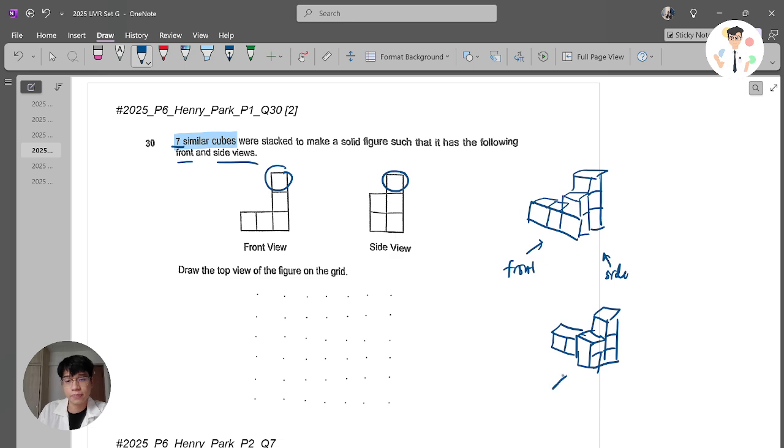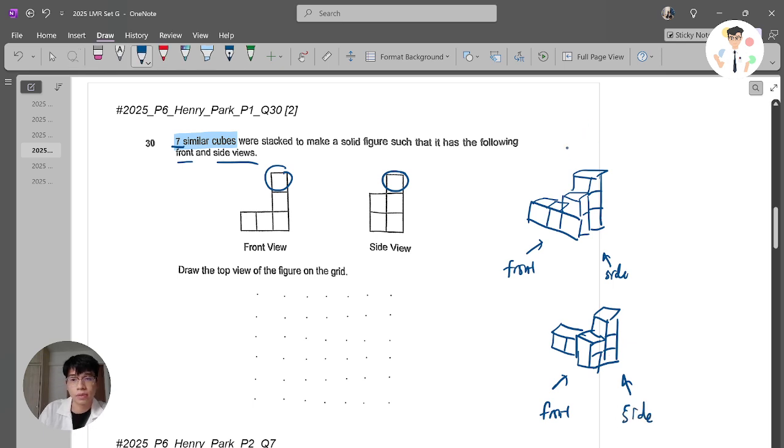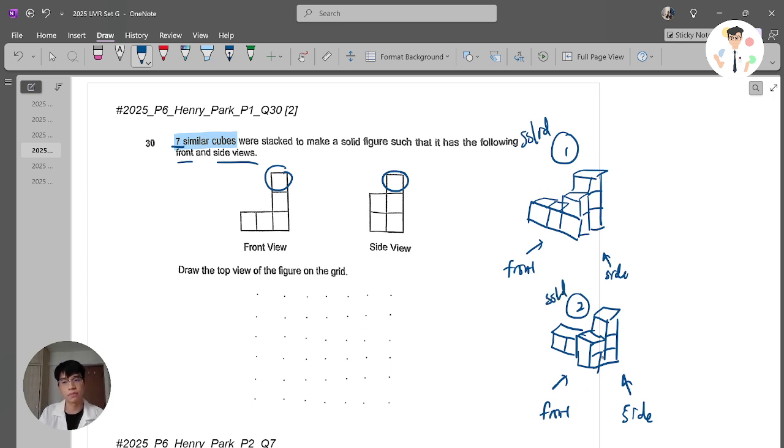Means that no matter whether it is figure 1 or figure 2, I'll just call it solid 1 or solid 2, it still gives you this view, right? Front view is 1, 2, 3, 4, 5. Side view is still the same. So I think that there are probably 2 possible answers to draw here.